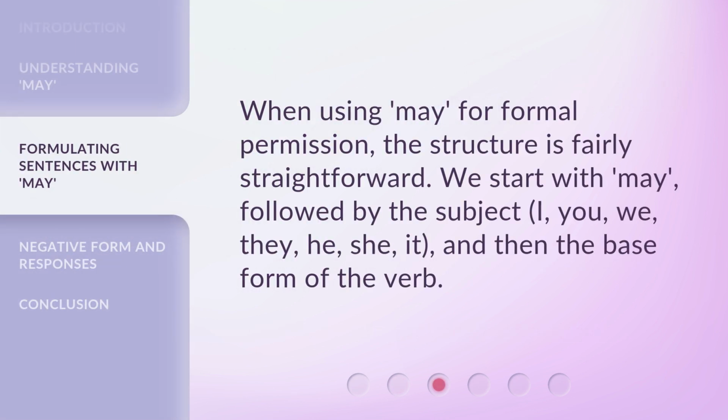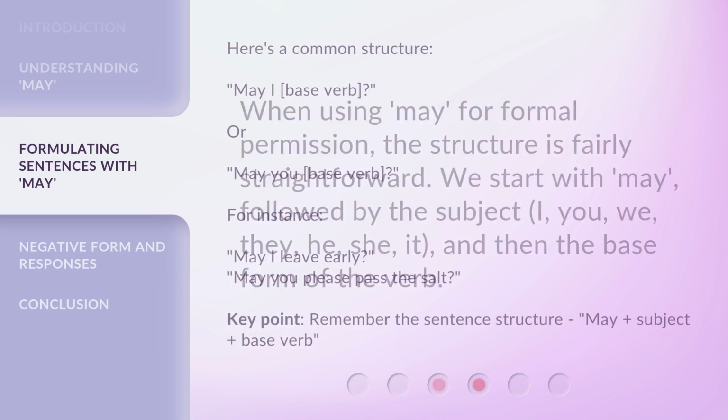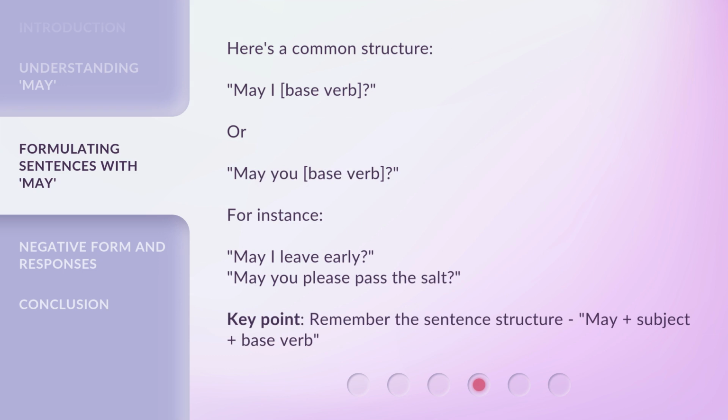When using may for formal permission, the structure is fairly straightforward. We start with may, followed by the subject: I, you, we, they, he, she, it, and then the base form of the verb. Here's a common structure. May I, base verb, or may you, base verb. For instance, may I leave early? May you please pass the salt? Key point. Remember the sentence structure. May plus subject plus base verb.